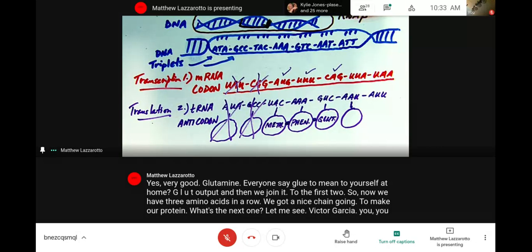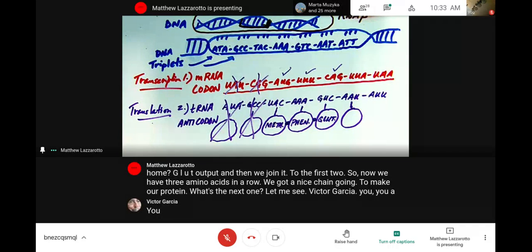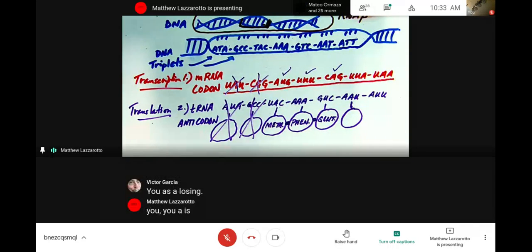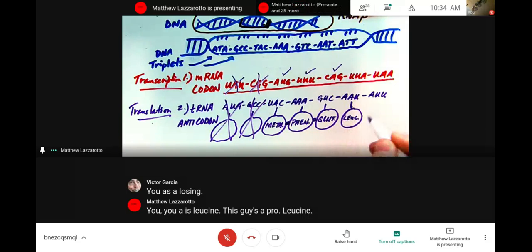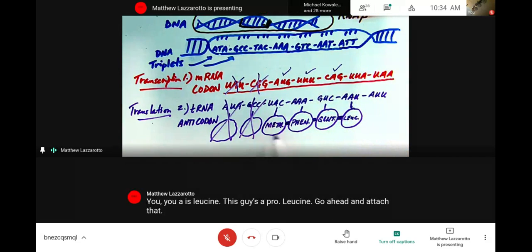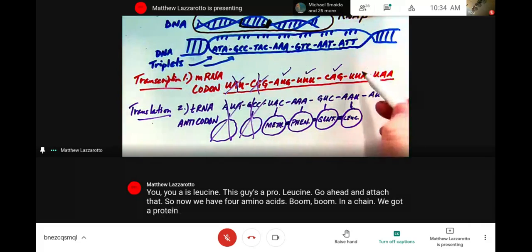UUA is leucine. This guy's a pro. Leucine. Go ahead and attach that. So now we have 4 amino acids. Boom, boom, boom, boom in a chain. We got a protein going.